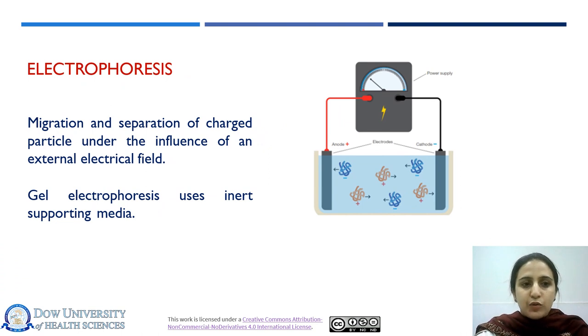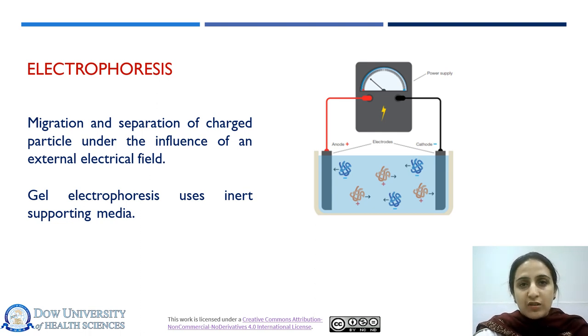So basically, if you have any charged molecule or charged particle and you suspend it between the two electrodes, those molecules will move towards the opposite electrode, or you can say they are attracted towards the opposite electrodes. So electrophoresis is basically the migration and separation of charged particles under the influence of an external electric field. And the medium could be a solution-based medium, or it could be any solid support or supporting medium.